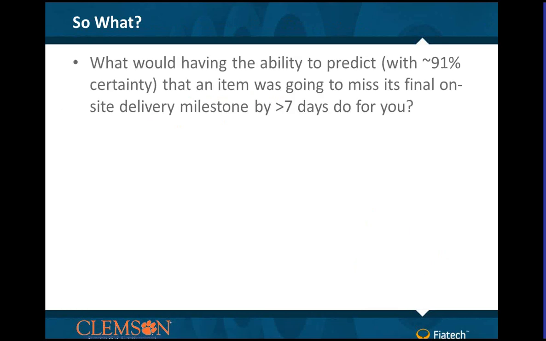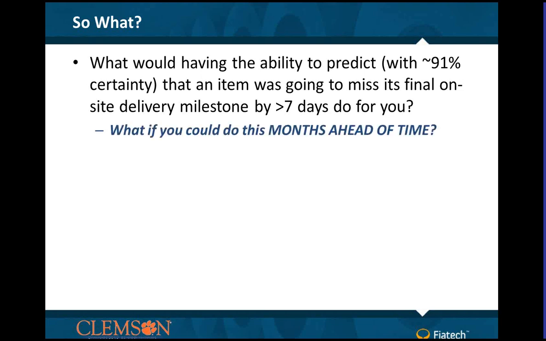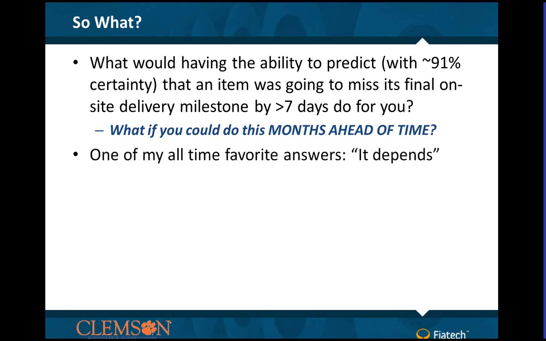So I'll end with a couple thoughts. So what? What does this guy have for me? Well, what would having the ability to predict, and I'll say a caveat, with 91% certainty, that an item was going to be on time or miss its final delivery milestone by more than 7 days do for you? Would you like to have that capability? Would you like to have that capability months ahead of time, I think is the big key. Because our initial research is using very early milestone predictors to predict something months ahead of time, with many other touches and many other steps in its process.